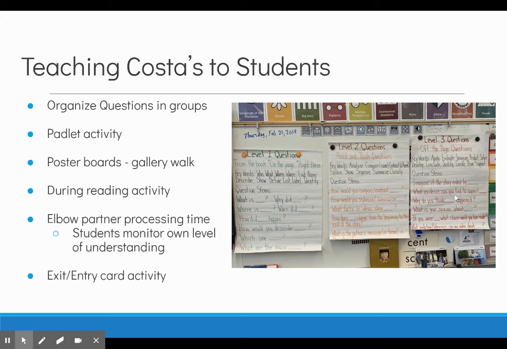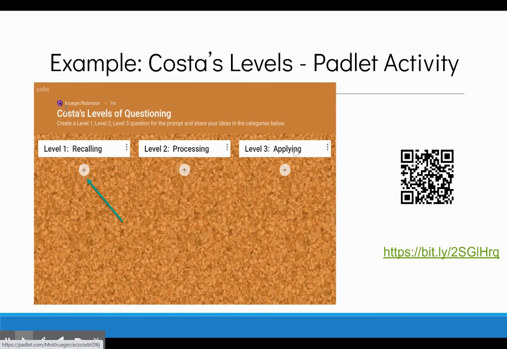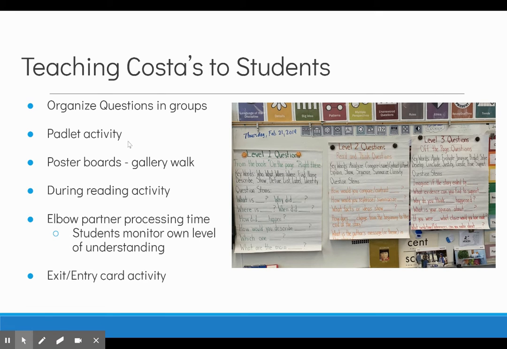There are many great ways to use Costa's in the classroom, such as organizing questions in those different groups after a reading activity, using something like Padlet to ask students to think about those different levels of understanding once again after a lesson or a reading. Providing some opportunities to do a gallery walk, looking at what maybe questions students have created. An in-class reading activity, maybe even where they're marking up the text or using some focus notes.